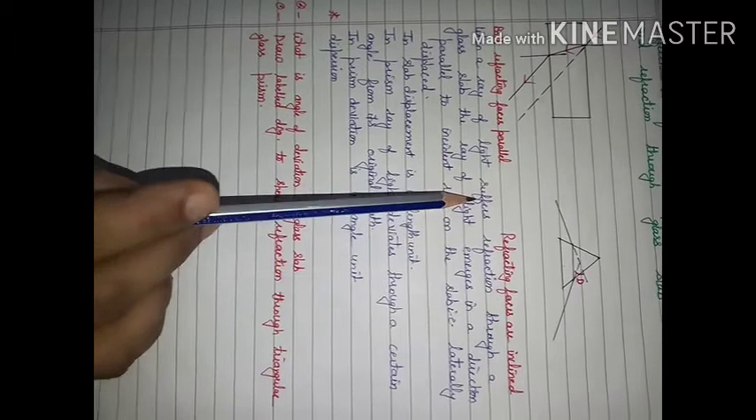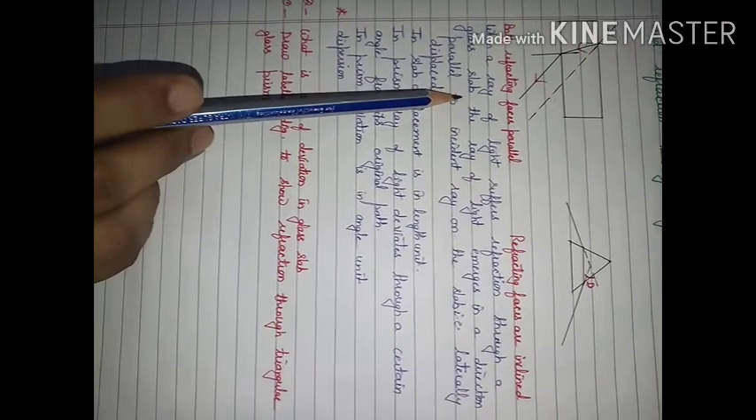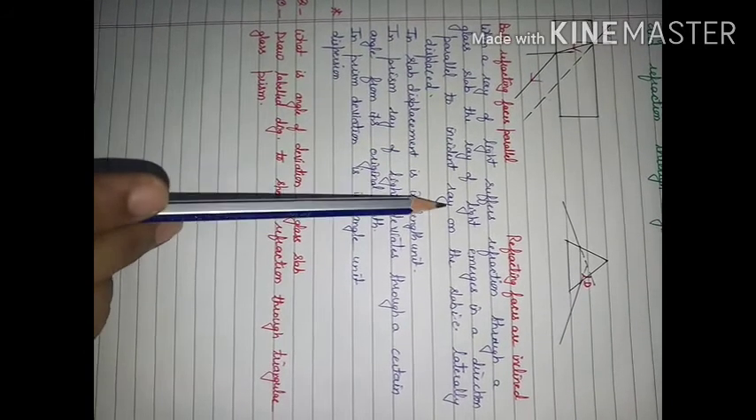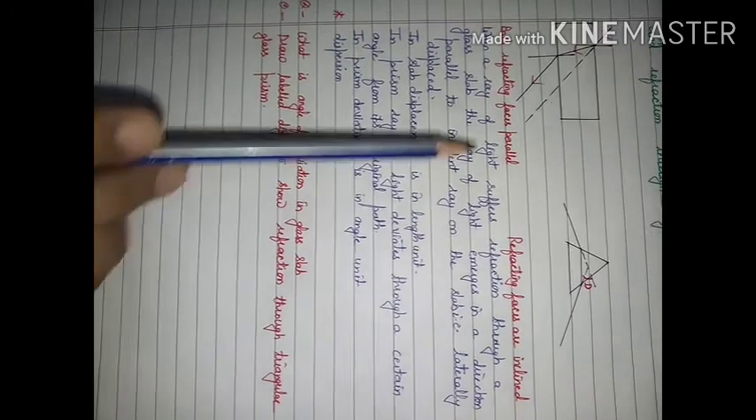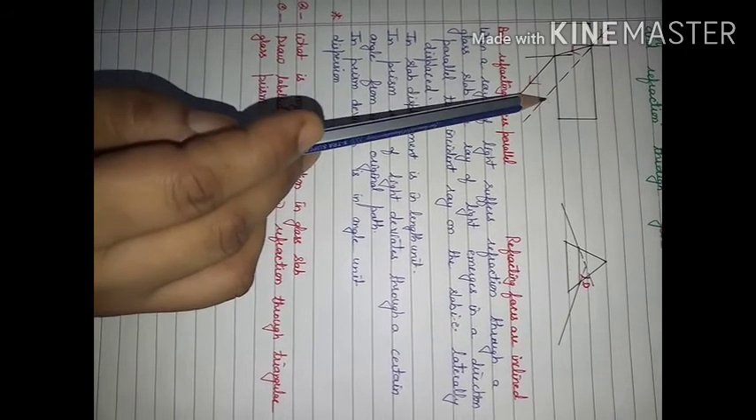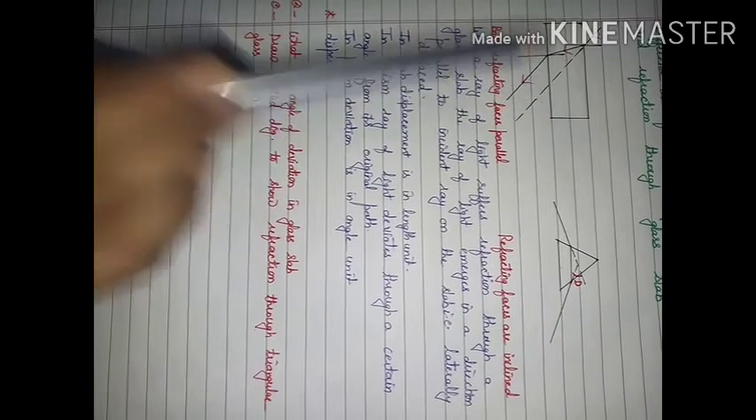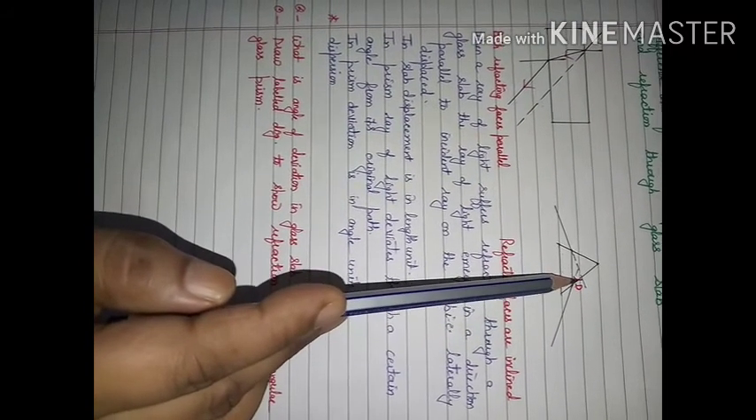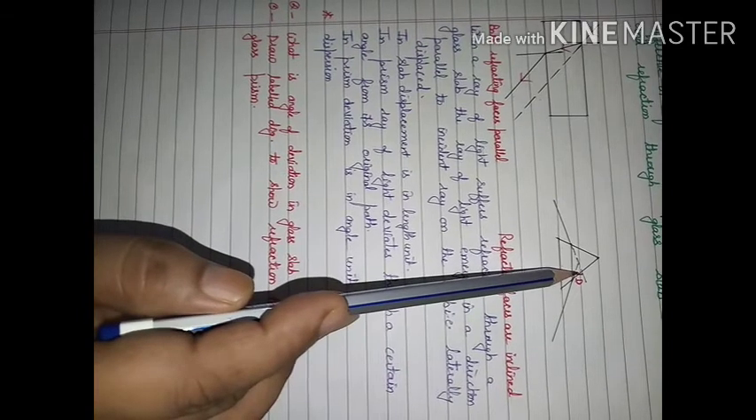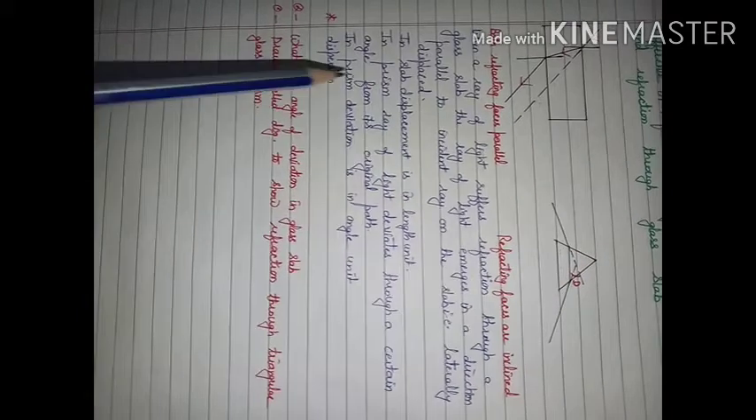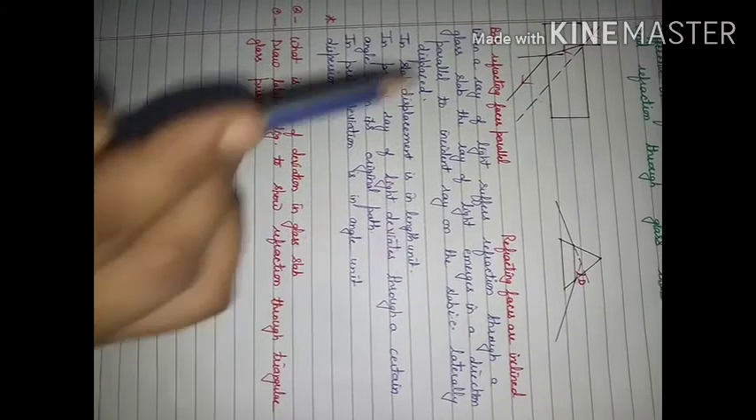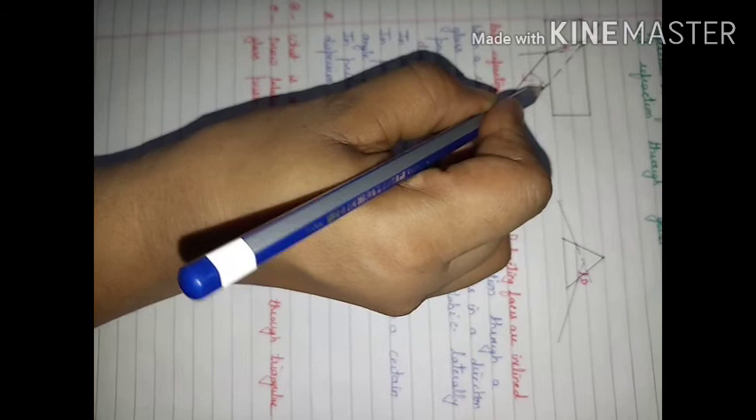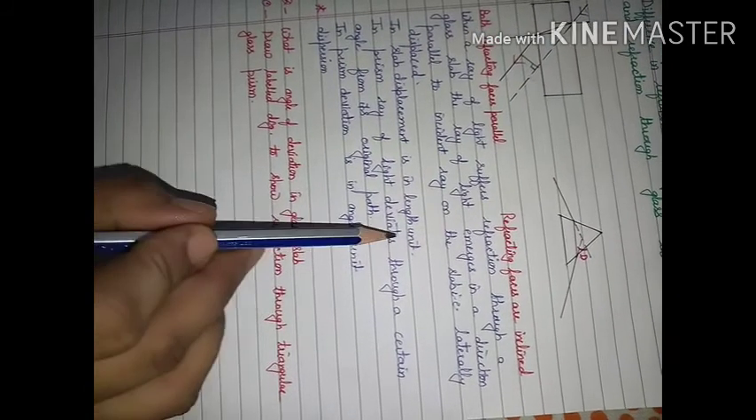So when a ray of light suffers refraction through a glass slab, the ray of light emerges in a direction parallel to the incident ray on the slab. It means in a glass slab, the emergent ray and the incident ray will both be parallel to each other. We will have lateral displacement. And in the prism case, we will have angular deviation. In a slab, displacement is in length, meaning I will measure the perpendicular distance, which will be 1 centimeter, 2 centimeter like this. It will be in units of length.